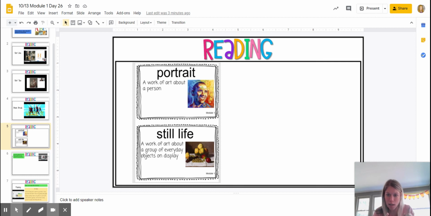So probably not your dog, because the dog is probably moving. Probably things that you might see sitting around on a table or anywhere in your room or your house.